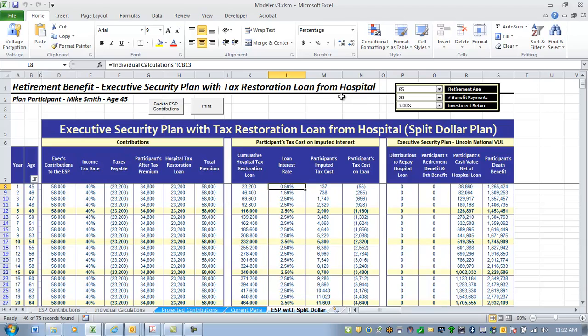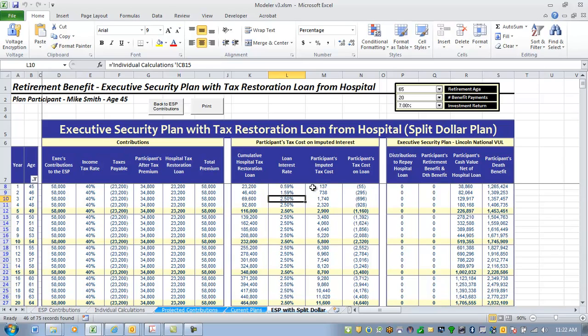Right now, that short-term AFR is very, very low. It's about 59 basis points. Historically, the rate has been higher, and so we're showing the loan interest rate going up 100 basis points next year, and then eventually going to more historic levels at 2.5%.